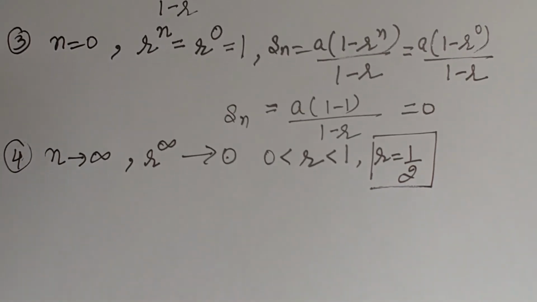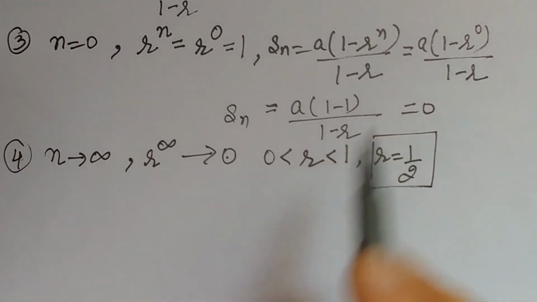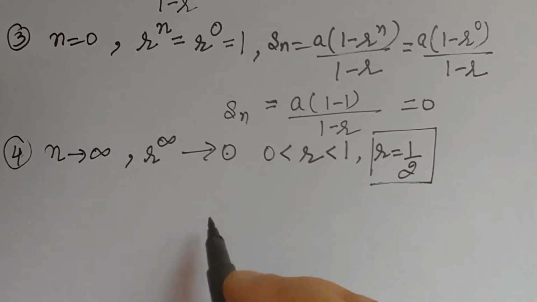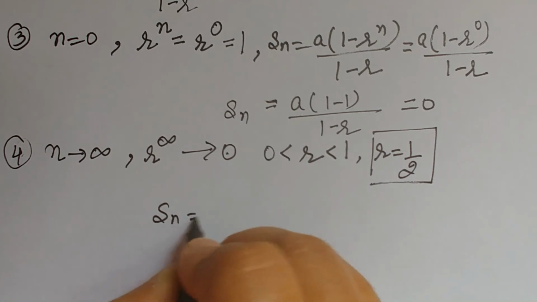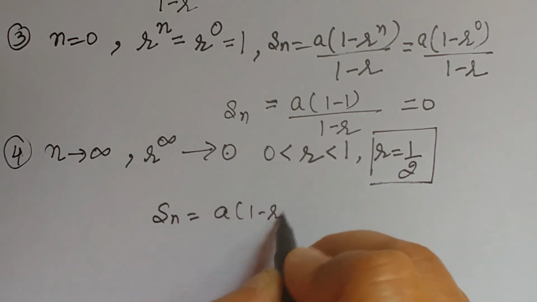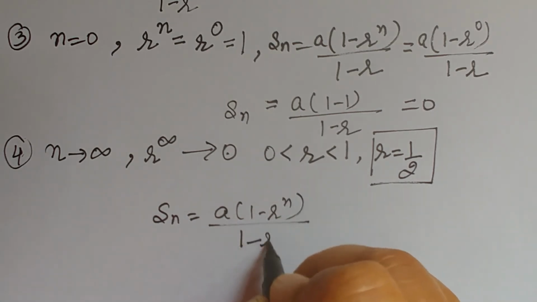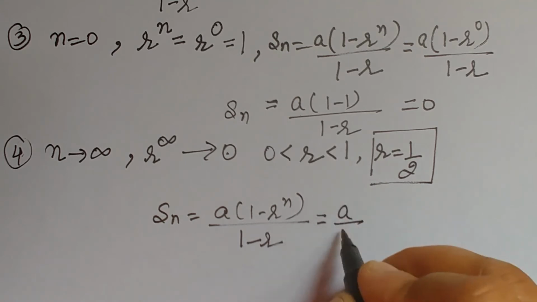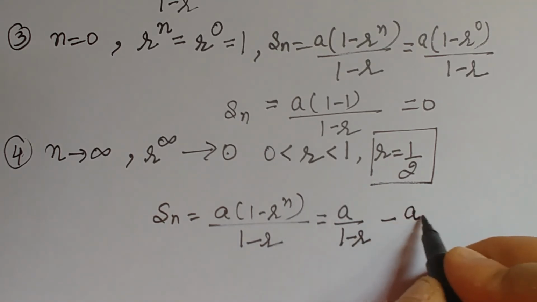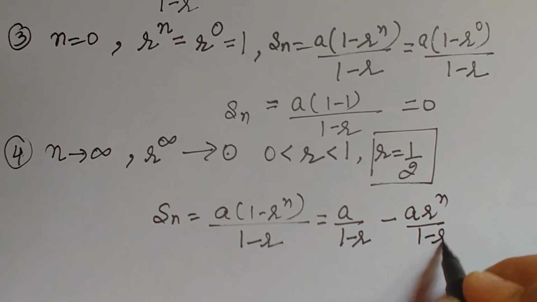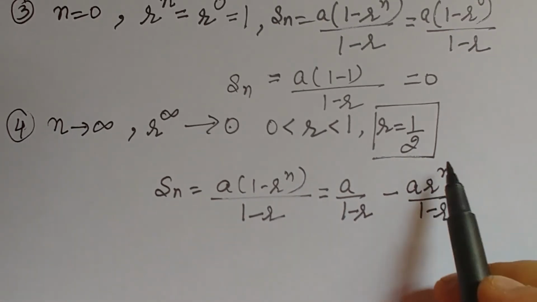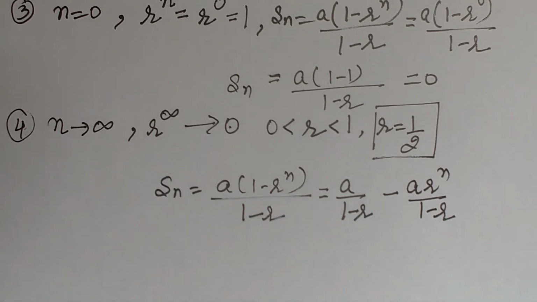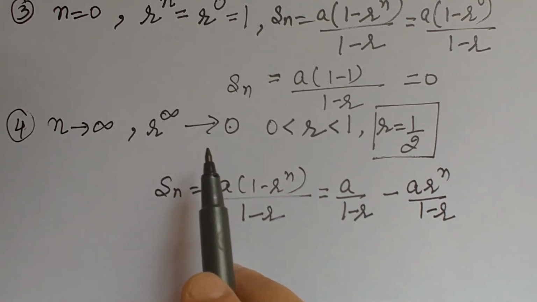Now let us observe what is happening to this term. The formula for Sn can be split as a upon 1 minus r minus a r raised to power n upon 1 minus r. So I am talking about r raised to power n, or r raised to power infinity. We say it is turning out to be 0.